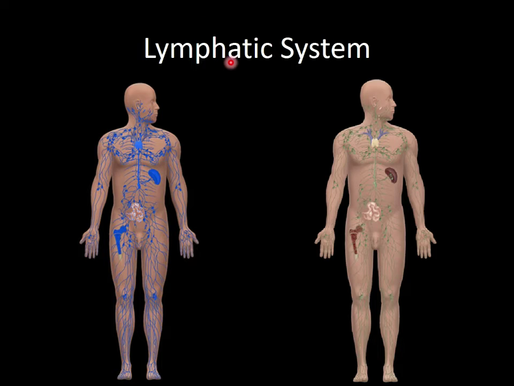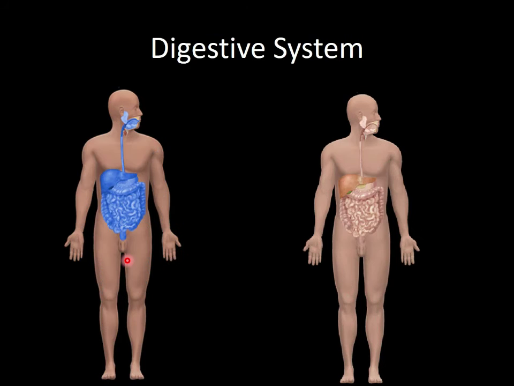And we also have the lymphatic system. This is a drainage system that brings fluids back towards the heart, but also has an immune component that helps fight against certain bacteria and pathogens that can be in our body. And we also have the digestive system that helps digest the food that we eat and absorb nutrients into the body.